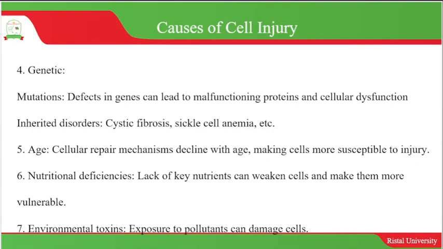These genes may give wrong signals to the cells when they are not appropriate at that time. And factors such as age may be one of the risk factors that may cause abnormal cellular injury. So age may also cause cell injury. Cellular repair mechanisms decline with age, making cells more susceptible to injury.